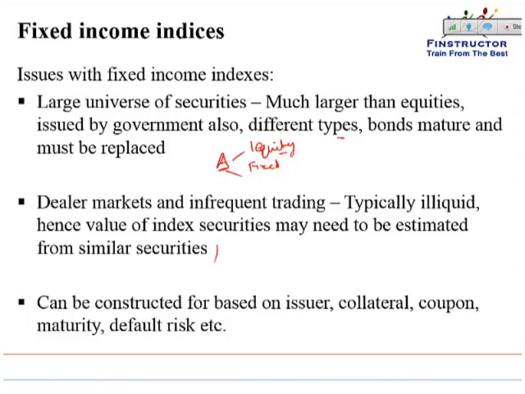So once we've addressed these issues, the indices can again be constructed based on a particular issuer, or a particular credit quality. So an index of AAA rated bonds, or a broad fixed income market index. Again, an index can be made for a particular coupon rate or for a particular maturity, and so on and so forth. After that, the construction mechanism may be similar. However, these are issues that you need to be aware of.